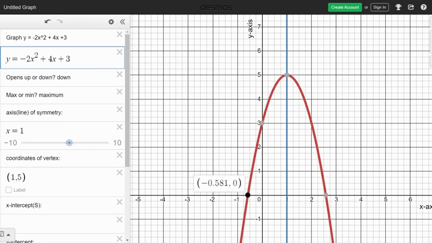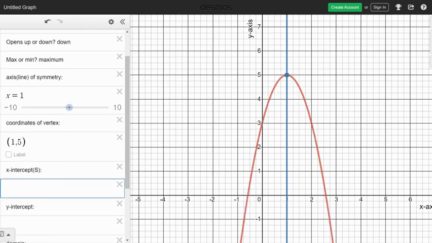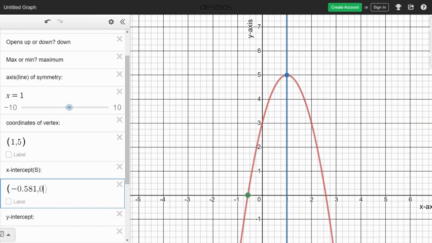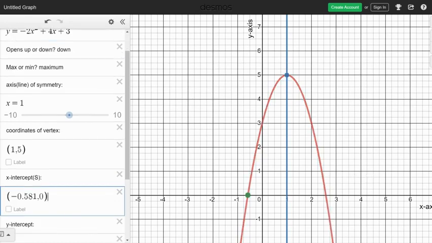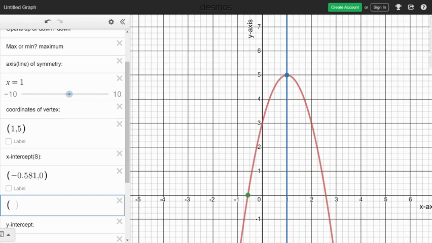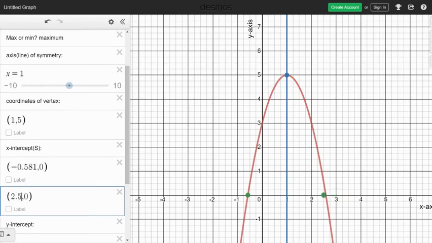So negative 0.581, comma 0. Notice it's right on the x-axis. That's my first x-intercept. Then if I touch on the other side, I can see 2.581, comma 0. I'll have to add one more, so I'll put 2.85, comma 0. Oops, 2.58, sorry, I said that wrong. 2.581. Again, you can touch right on the graph and it'll show you those x-intercepts.